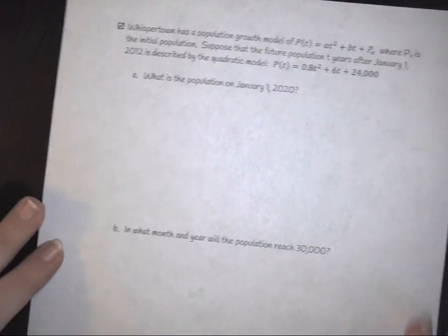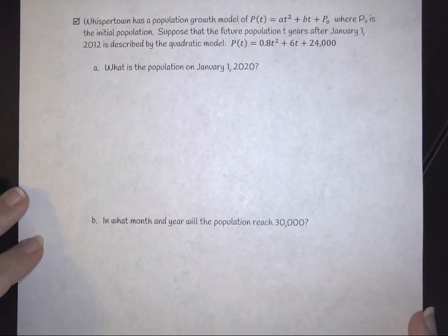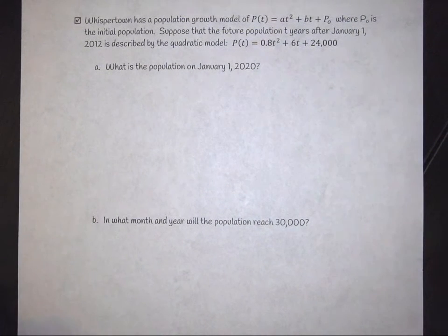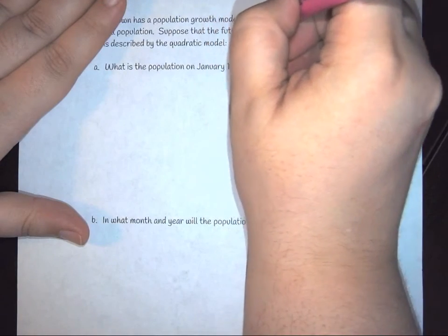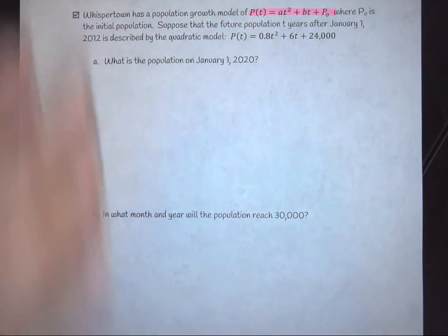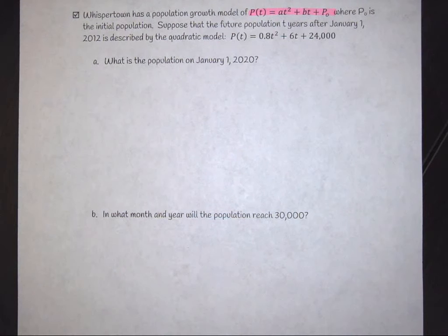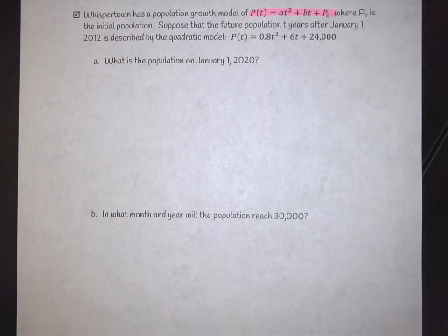Now the second example I have has a little more to it. So first of all, it says that Whispertown has a population growth model of P of t equals At squared plus Bt plus P naught. Okay, so this is the foundation that we are starting with. And it says where P naught is the initial population.